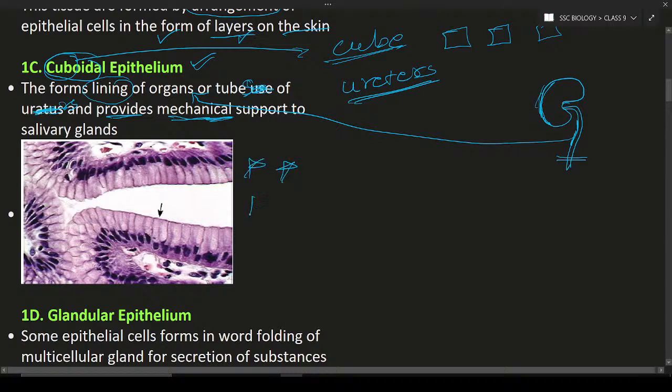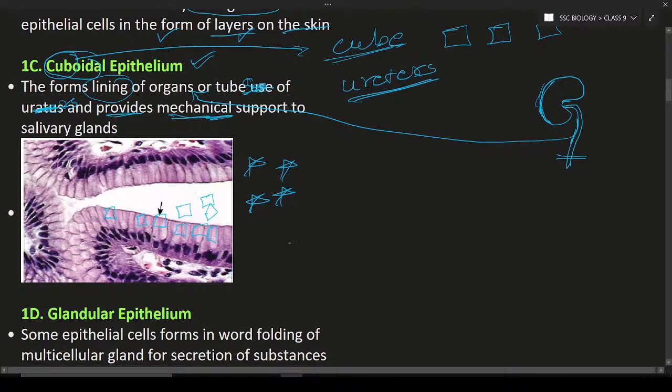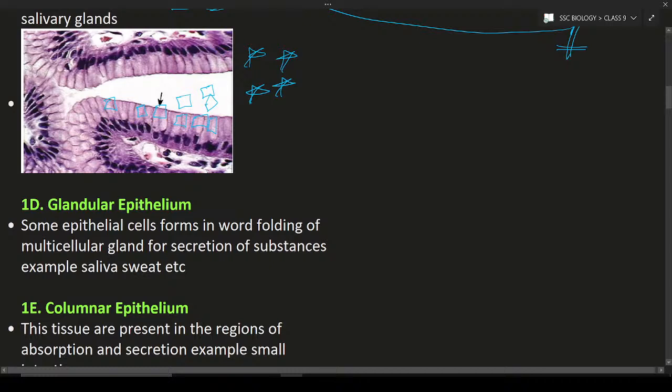So this is the structure of the cuboidal epithelial cells. See here, each and every cell is looking like a cube. Not exactly a cube, almost like a cube. Such kind of cells is known as cuboidal epithelial cells. Okay. So next is the glandular epithelium.